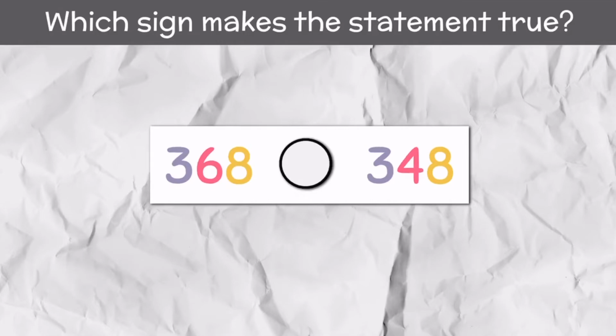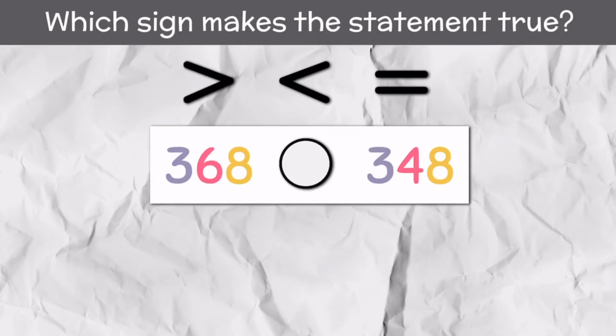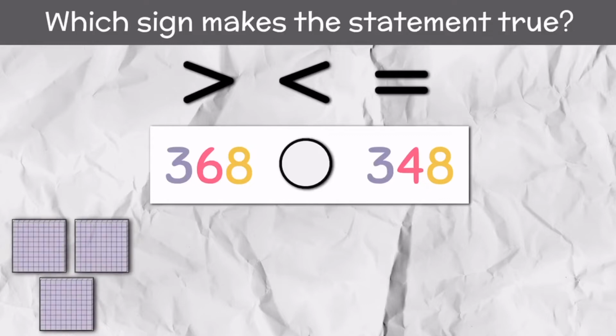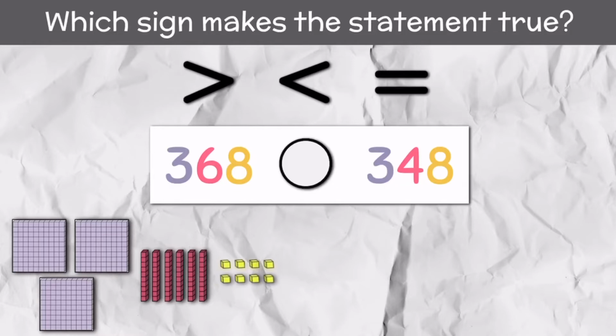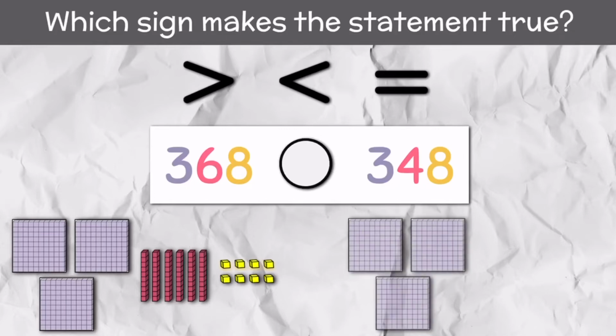Is 368 greater than, less than, or equal to 348? The digit in the hundreds place is a 3. That means it's worth 300. The digit in the tens place is a 6. That means 6 tens, which makes 60. The digit in the ones place is 8, which means we need 8 ones. Now we will compare that to 348. The digit in the hundreds place is a 3, which makes 300. The digit in the tens place is a 4, which means 40. And the digit in the ones place is 8, which makes 8 ones.